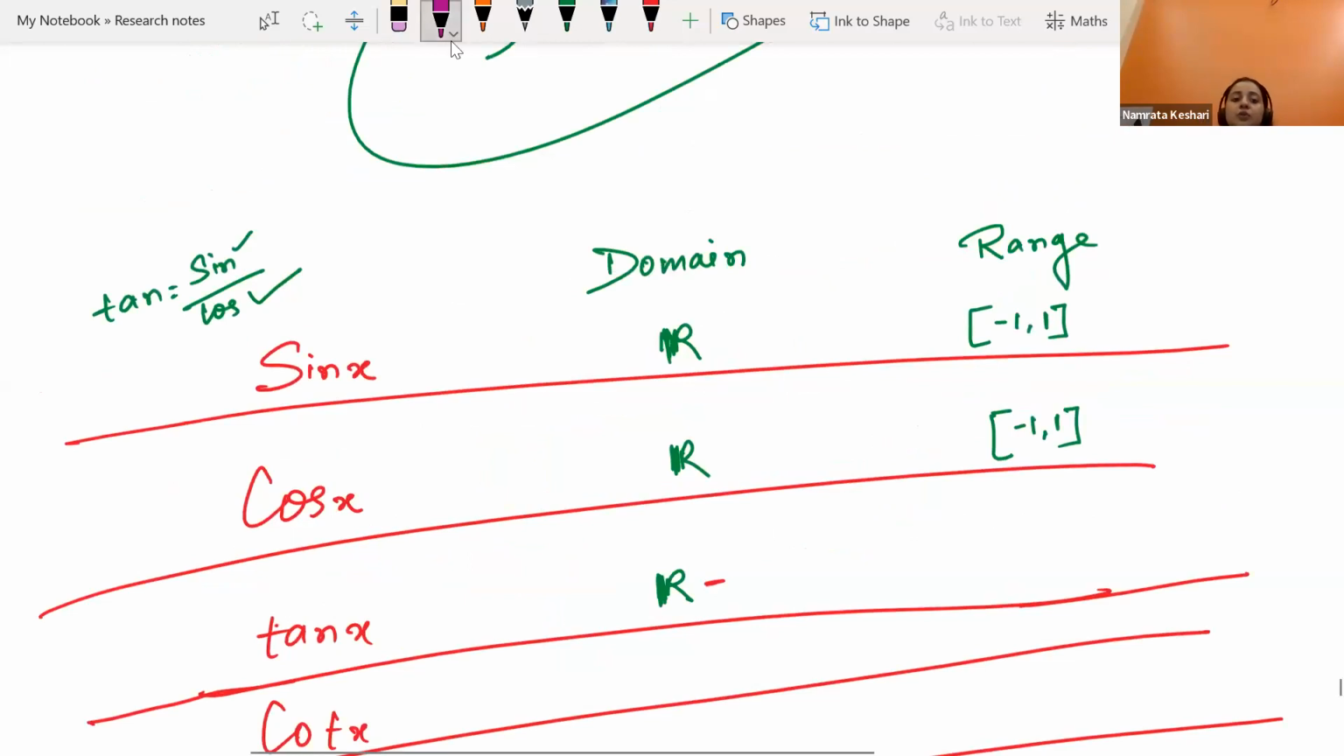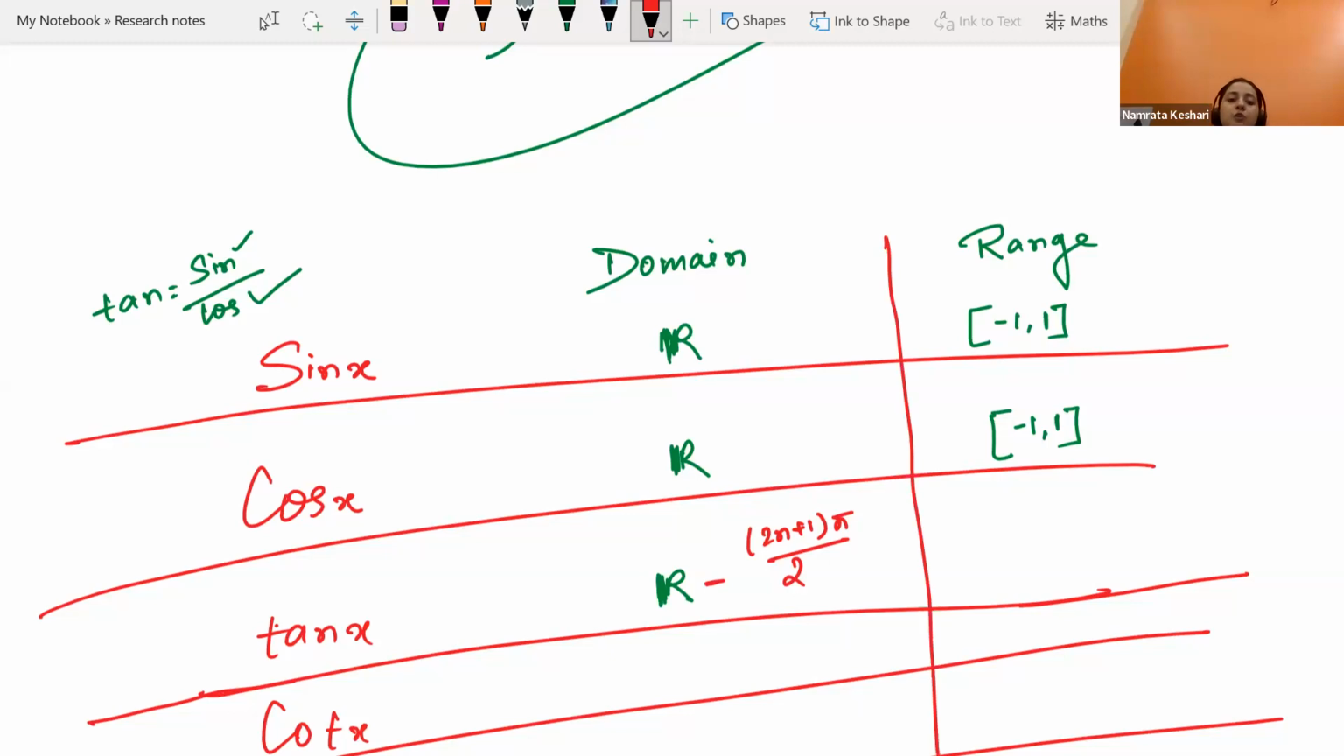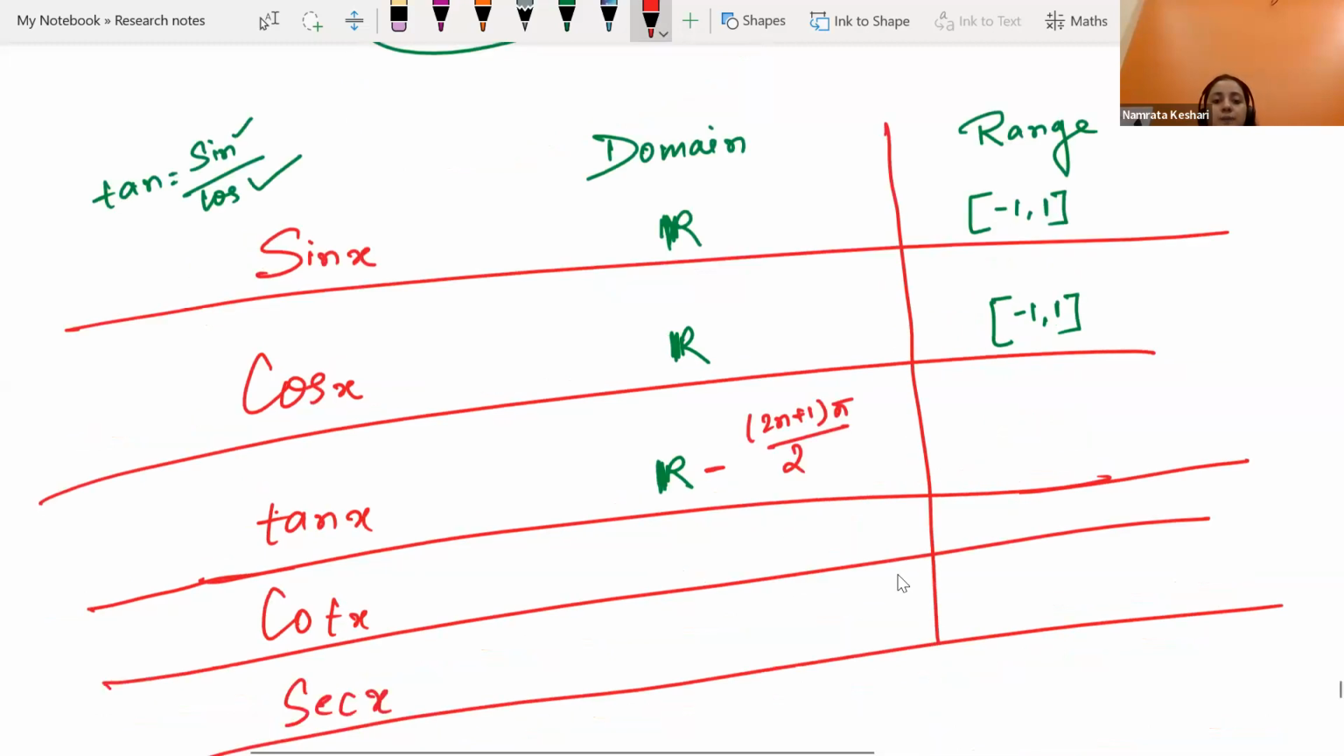That's why we need to exclude those points, and we will write it as (2n plus 1) pi by 2. 2n plus 1 means you take n as any integer, 0, 1, 2, 3, 4, anything you start taking, and you will start getting odd multiples of pi by 2. That is the domain. Why? Because we are excluding all those points which are creating confusion.